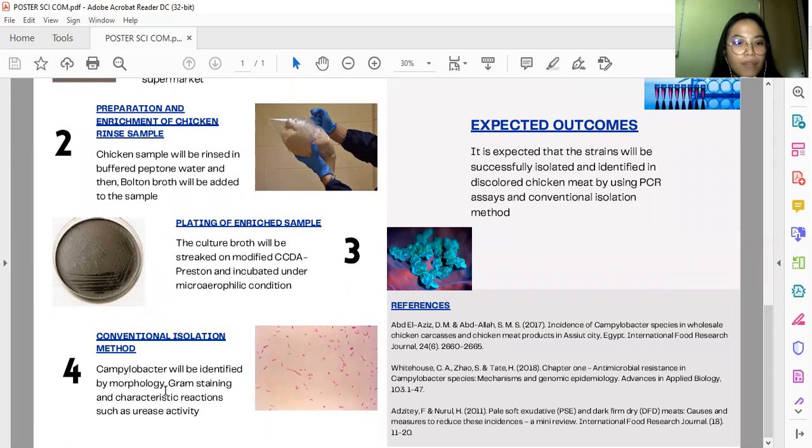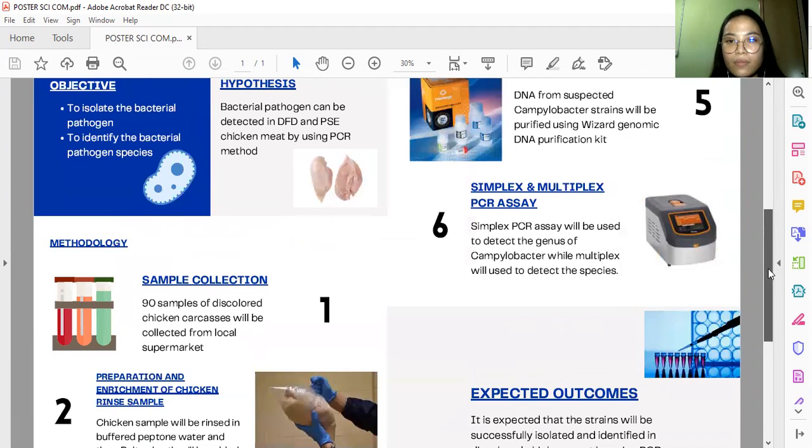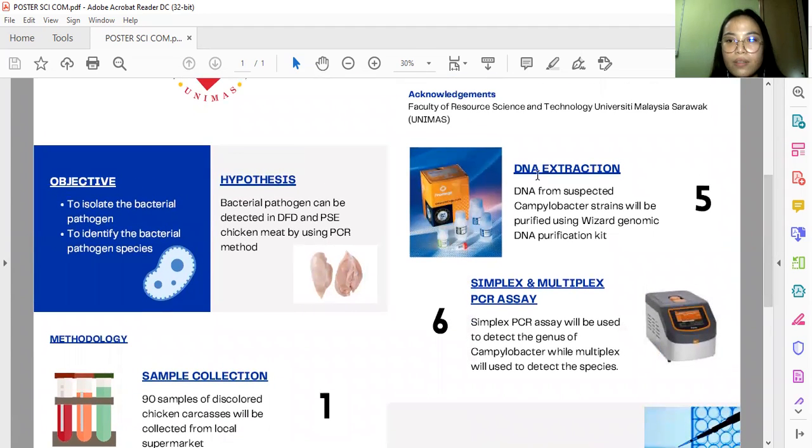The next step is conventional isolation method. Campylobacter will be identified by morphology, Gram staining, and characteristic reactions, such as urease activity. By morphology, such as spiral-like shape. The fifth step is DNA extraction. DNA from suspected Campylobacter strains will be purified using Wizard genomic DNA purification kit.